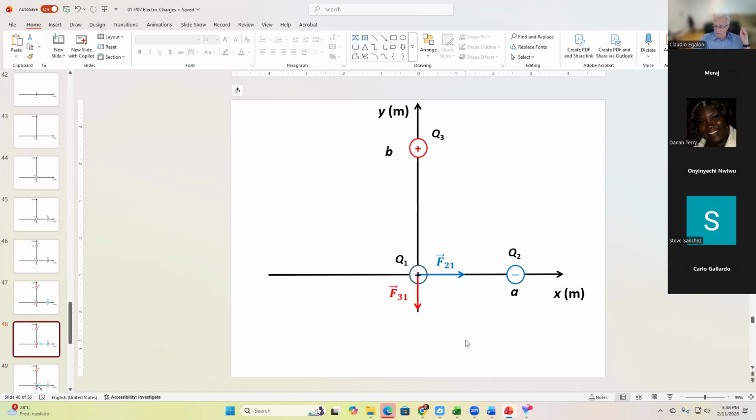Okay, in this specific case, I am saying that the force of 2 acting on 1 is larger than the force of 3 acting on 1. Why is that? That's because charge Q3 is further away. Okay, it's further away, that's why I am assuming it is weaker.